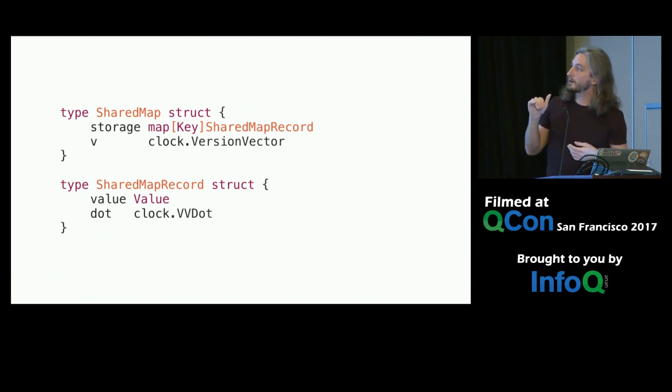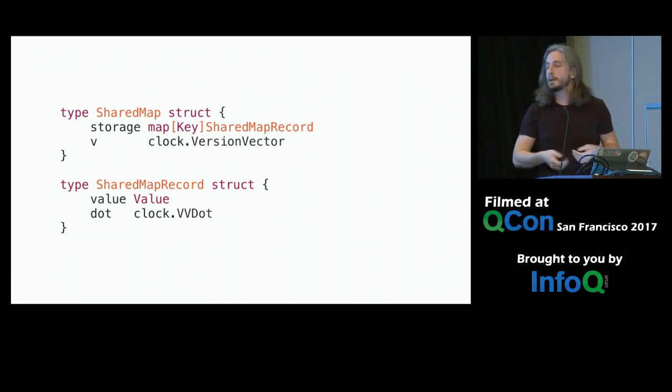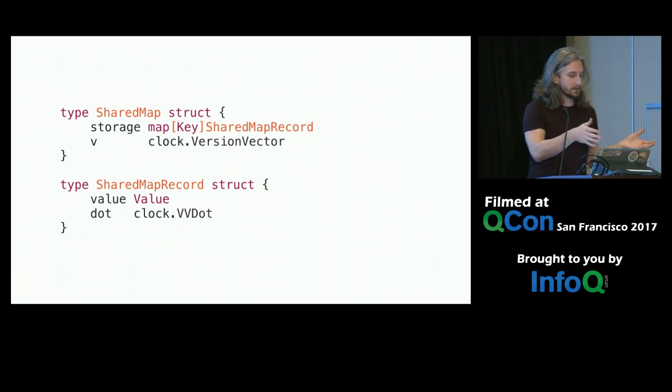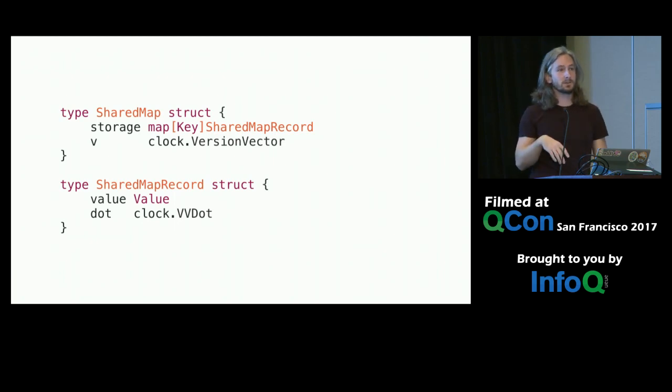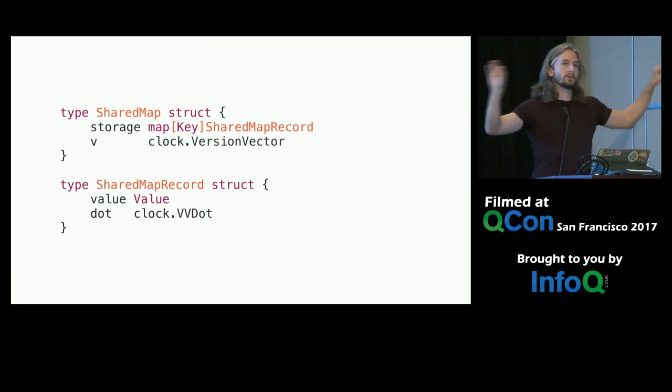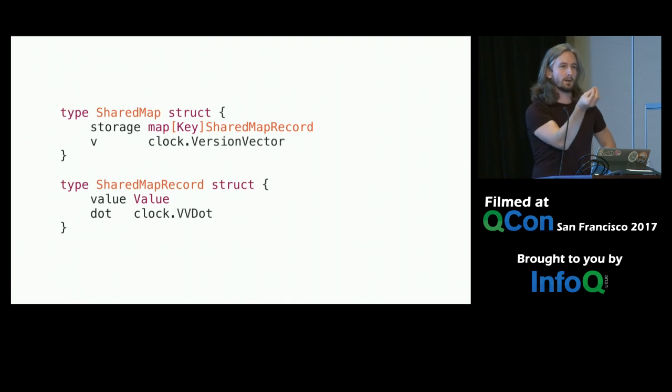Each of the shared map records includes its value, but it also includes what's called a version vector dot. A version vector is a way of summarizing the entire state, while a version vector dot is a way of saying this is one particular event. So a version vector dot in this case is actually just a tuple of a server ID and an event number. It doesn't give you the full causal context, but it tells you where in that causal context this one particular value came from.